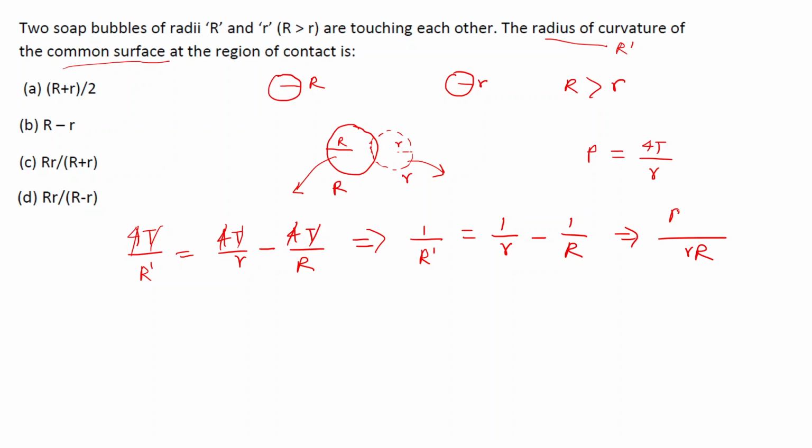So we get the difference of the reciprocals, and when we take the reciprocal, we'll get R times capital R over capital R minus R. That means this is our correct answer. So the radius of curvature of the common surface of the region of contact will be this. This is the correct answer.